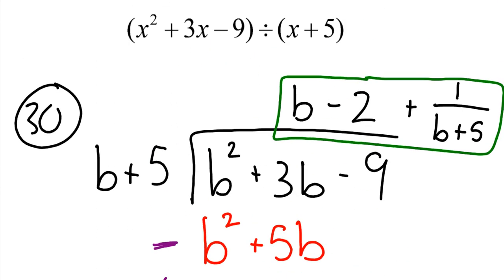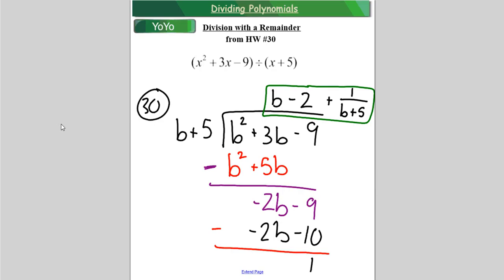That remainder then can be written as 1 over my divisor of b plus 5. And there you go. That is number 30 from the book, or just an extra example.